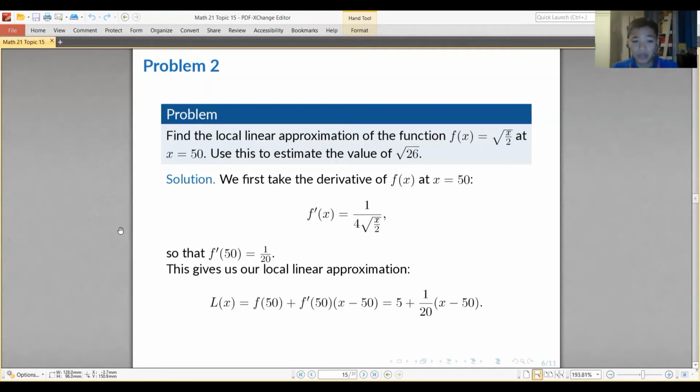And then recalling the formula for local linear approximation, we'll get this following expression. To get the f(50), all you have to do is evaluate f(x) at 50. You'll get 5. We were able to solve for f prime of 50, 1 over 20. The x minus 50 stays as it is since we don't know yet what our x is.